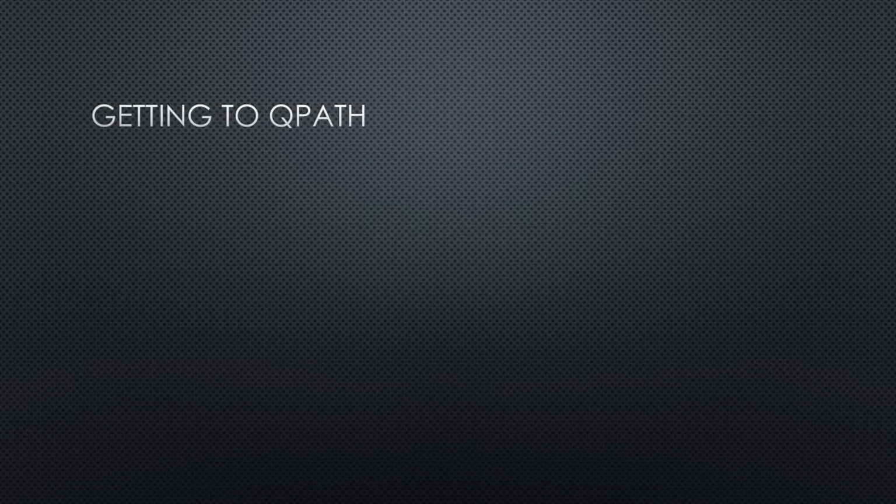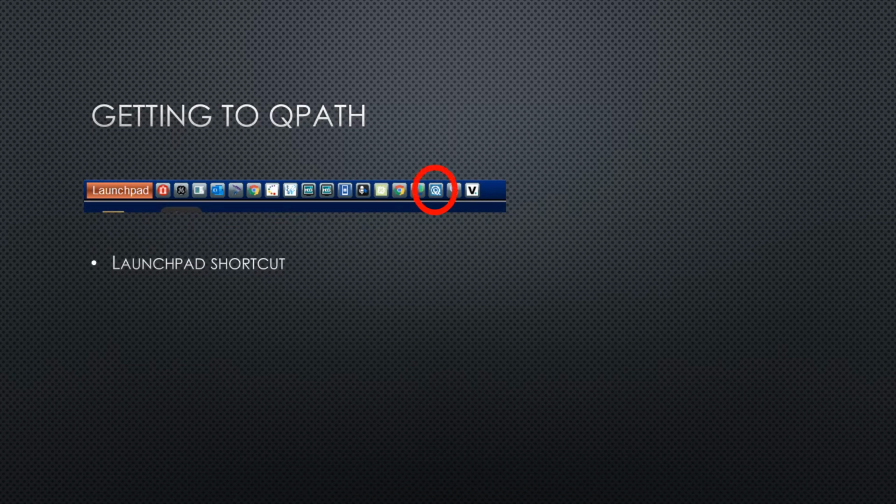So how do you get to QPath? Well, there's a few different ways. The easiest is going to be the Launchpad shortcut. So you'll learn about the Launchpad if you haven't already. This is what the Launchpad looks like. This is what my Launchpad looks like specifically. And then that is the QPath icon that is highlighted.